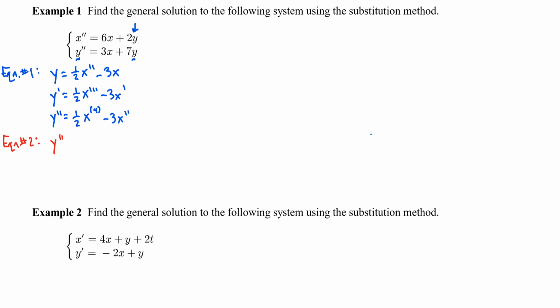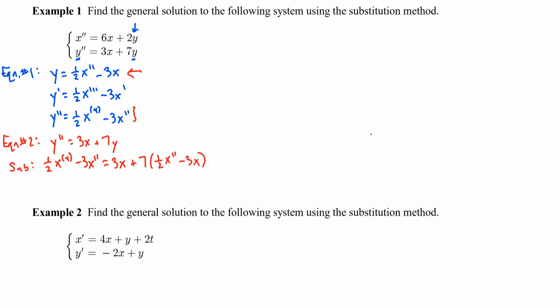Equation number 2 is y double prime equals 3x plus 7y. I'm going to substitute what we found from equation number 1 into equation number 2. Notice on the left here we have y double prime, and that's what we found right here. So substituting gives us 1/2 times the fourth derivative of x minus 3x double prime on the left side. On the right side of the equation we have equals 3x plus 7 times y. Up here we have y in terms of x. So we'll have 7 times 1/2 x double prime minus 3x.